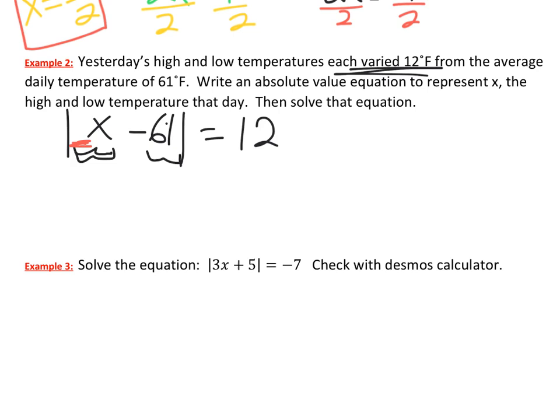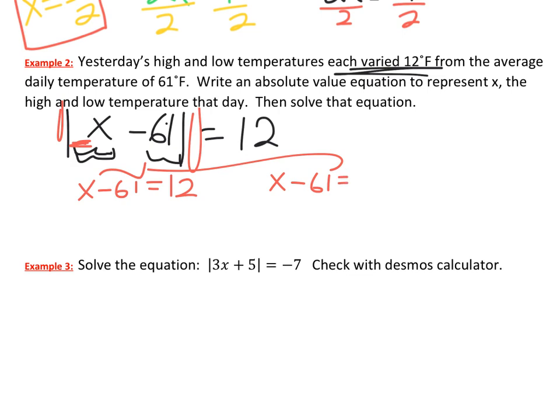Once we get it set up, though, we're going to solve it. So there's nothing outside the bars again, so I'm just going to get rid of the bars by breaking it apart into two separate equations. The first is x minus 61 is equal to a positive 12. The second is x minus 61 is equal to a negative 12.